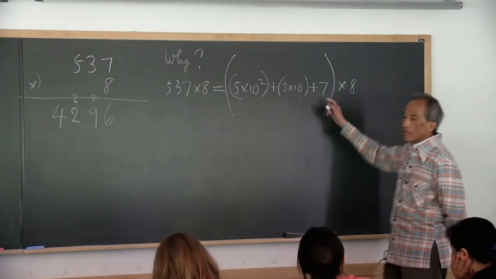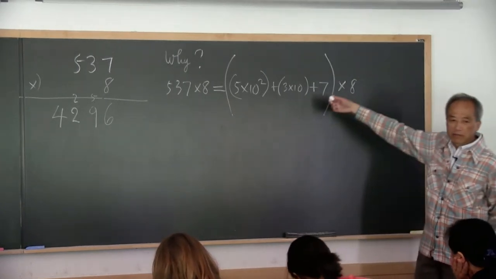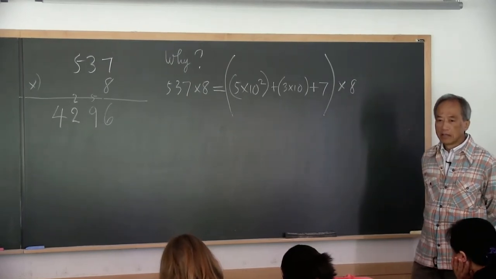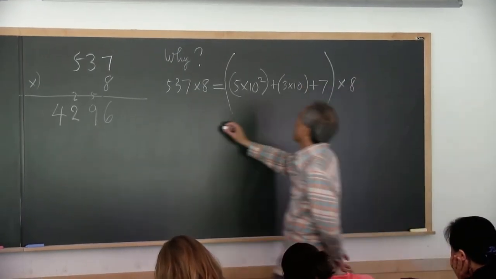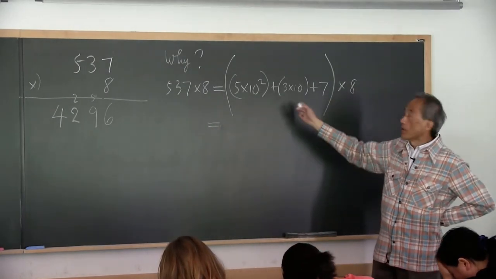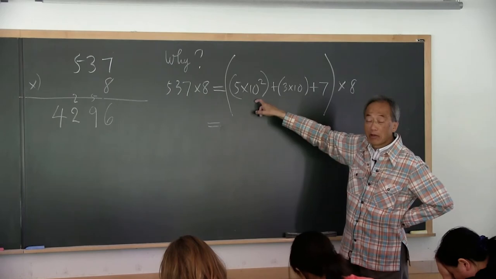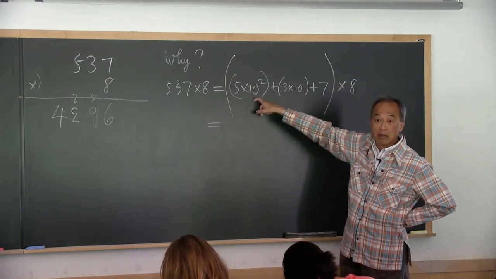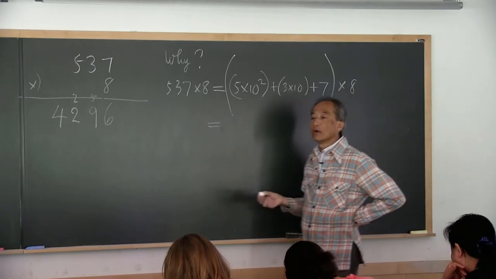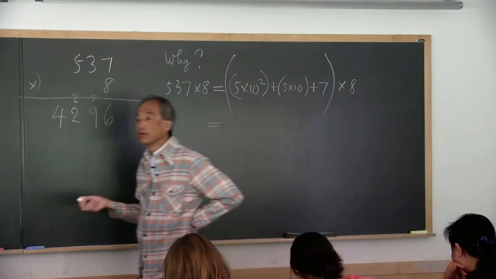When you see this, what must be racing through your mind? Distributive law, right? So you distribute it. And when I use distributive law, I'm multiplying. When I multiply in, I'm not multiplying a single number, but a product of two numbers. If you do that, you recall what we call theorem 2.2.